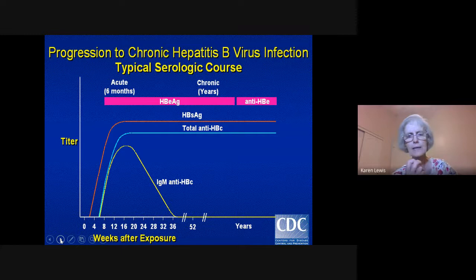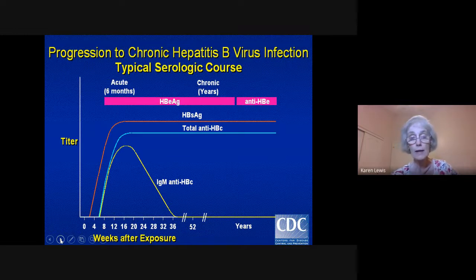But by definition, if someone is positive for hepatitis B surface antigen, if it's not a false positive, hepatitis B surface antigen indicates that a person has active viral replication and is therefore infectious. If the hepatitis B surface antigen persists beyond 6 months, that's by definition a chronic hepatitis B virus infection.